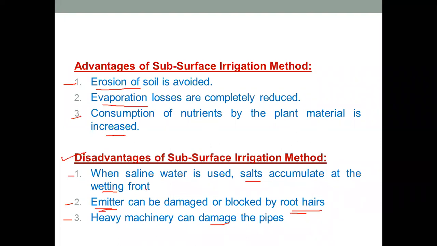So I hope you understood all the methods. There are basically three main methods: the first is the surface irrigation method, the second is the sprinkler irrigation method, and the third is the subsurface irrigation method. Under surface irrigation you have free flooding, border flooding, check flooding, basin flooding, furrow irrigation, and drip irrigation. And then you have sprinkler and subsurface irrigation methods. I hope you understood all these methods.